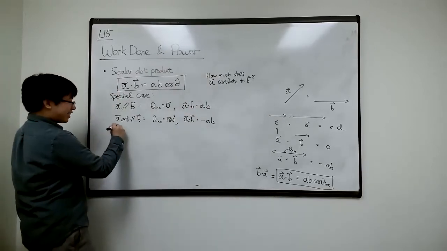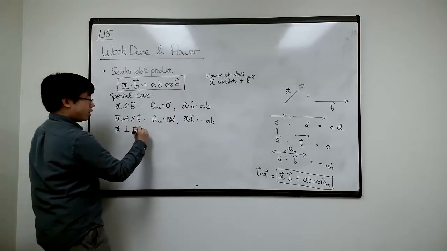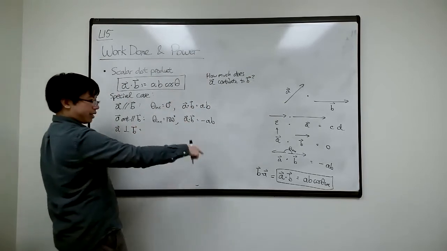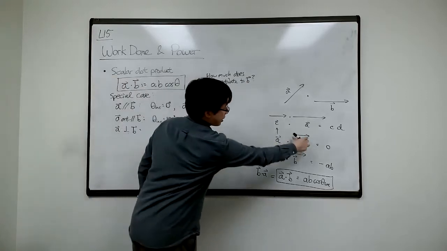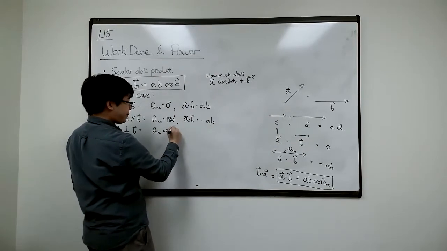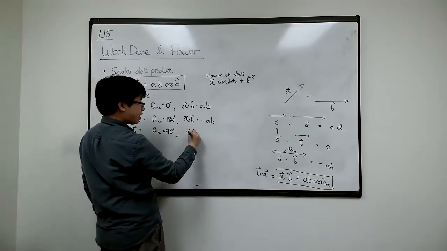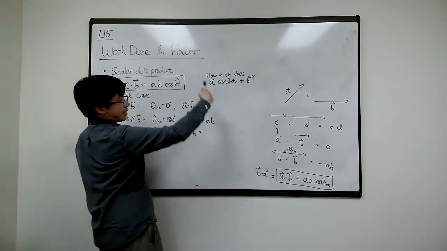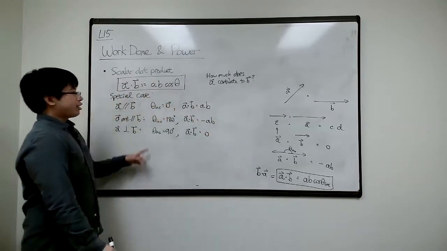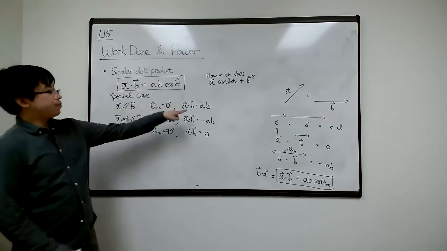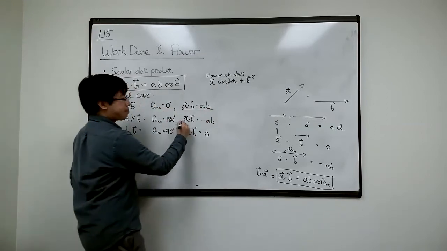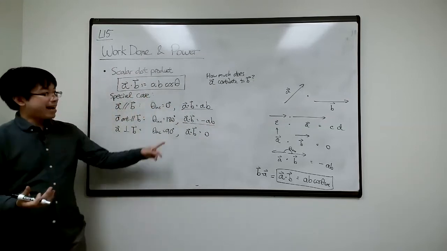And A perpendicular to B, what's the included angle if they're perpendicular? Put them together, the included angle is 90 degrees. So these are the three special cases you want to know. And A dot B, because cosine of 90 degrees, again, draw the graph of that, you know that it's 0. Okay, so if they are parallel, it simplifies to A times B. If they're anti-parallel, it's minus AB, minus the magnitude of A times B.